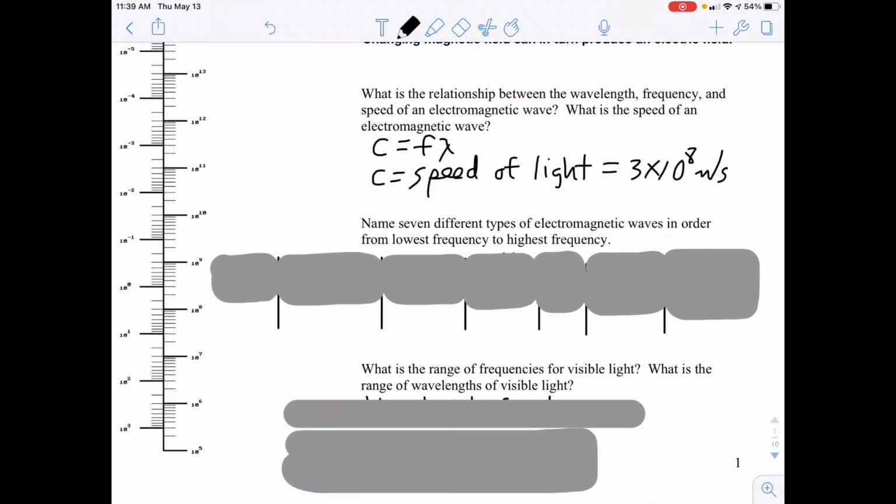Name 7 different types of electromagnetic waves in order from lowest frequency to highest frequency. Well, starting at the lower end of the frequency, going from small frequency to large frequency, which by the way goes from large wavelength to smaller wavelength, we begin with radio waves. Radio waves would be television signals, GPS signals, low wavelength cell phone signals, things of that nature.